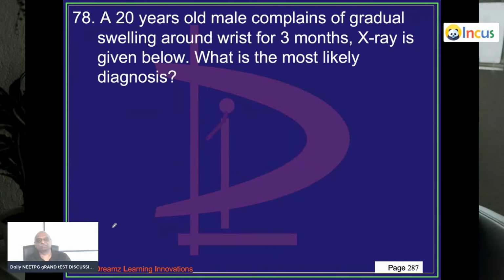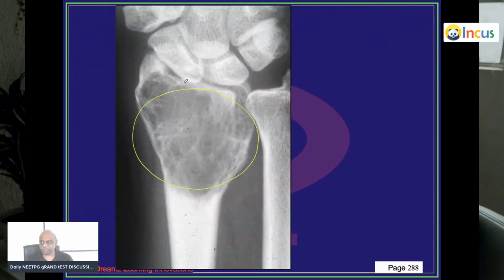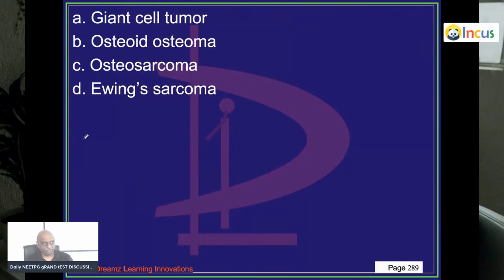examiner will be banned. A 20-year-old male complains of gradual swelling around the wrist for 3 months. What is this soap bubble appearance? Where do you see it, doctor? Giant cell tumor.